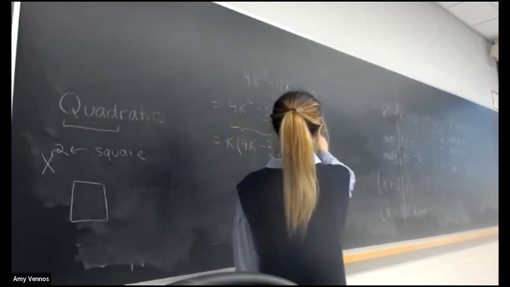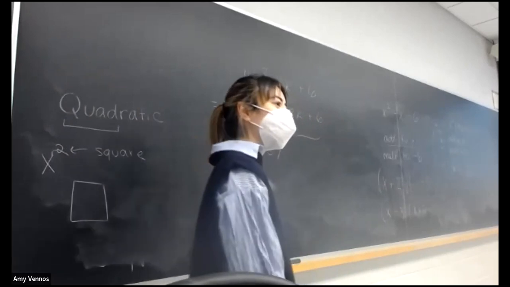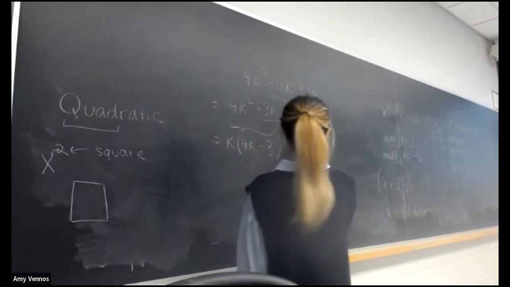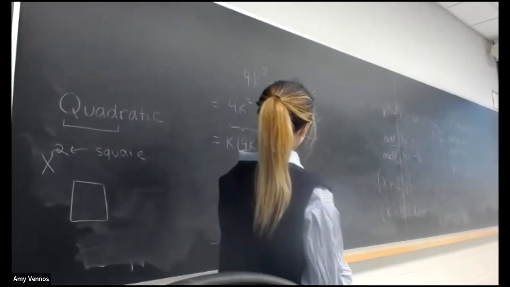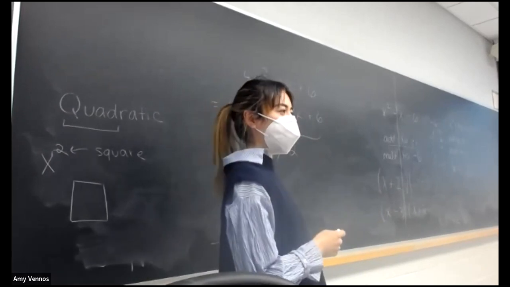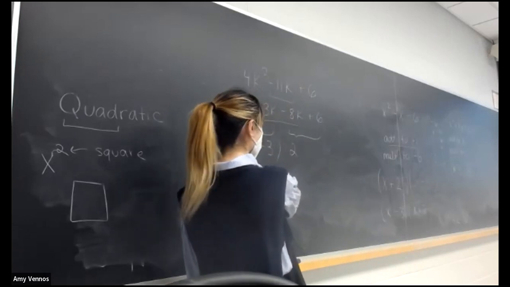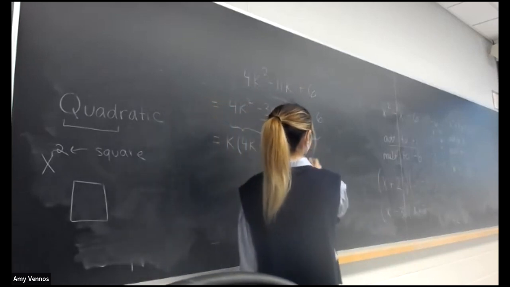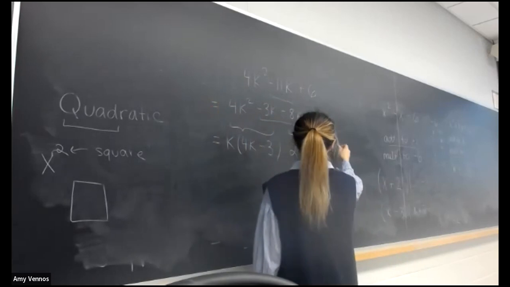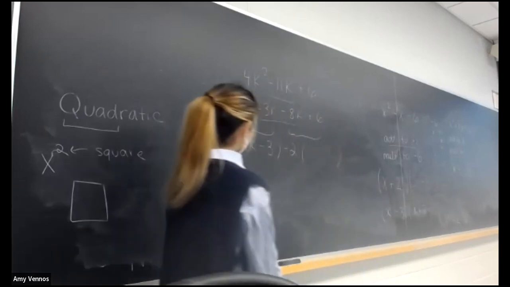What do -8k and 6 have in common? 2. Anything else that I might want to do here? Might want to take out? Negative, right? Because this guy is positive. I want the first term over here to be positive as well. Okay, so I'm going to factor out -2.